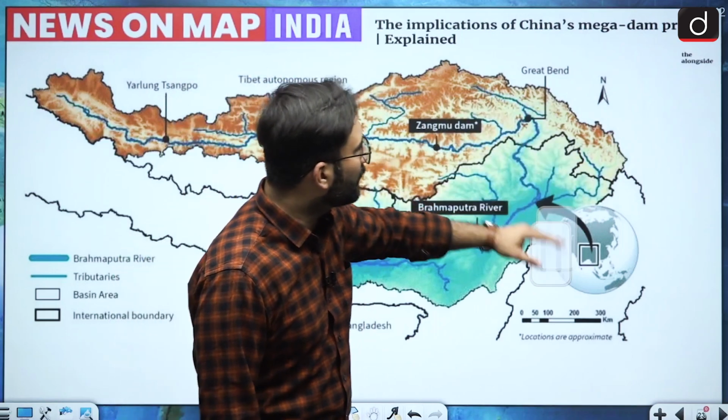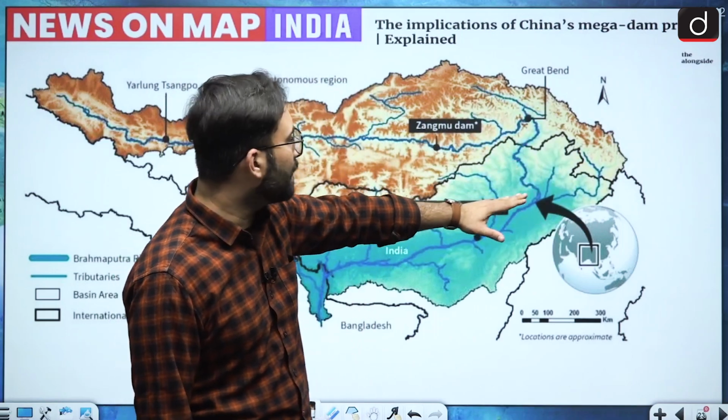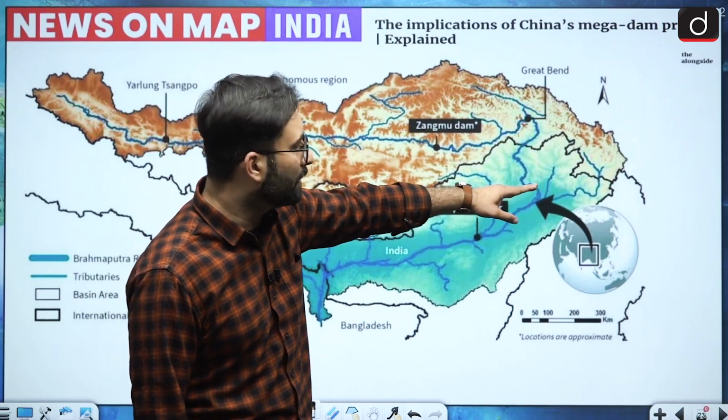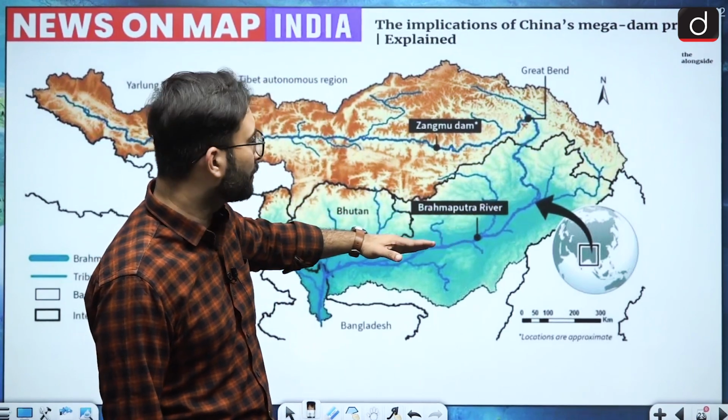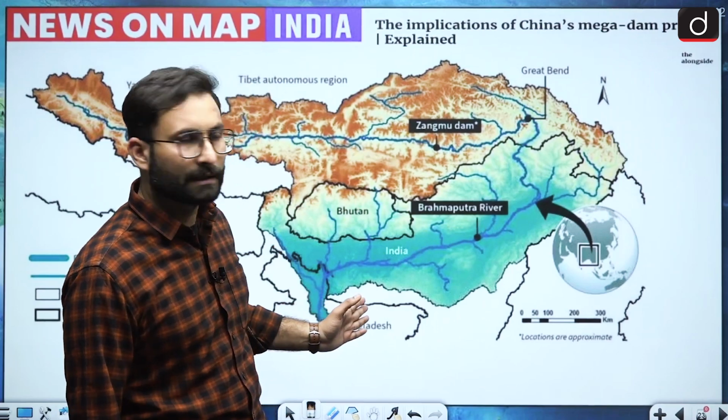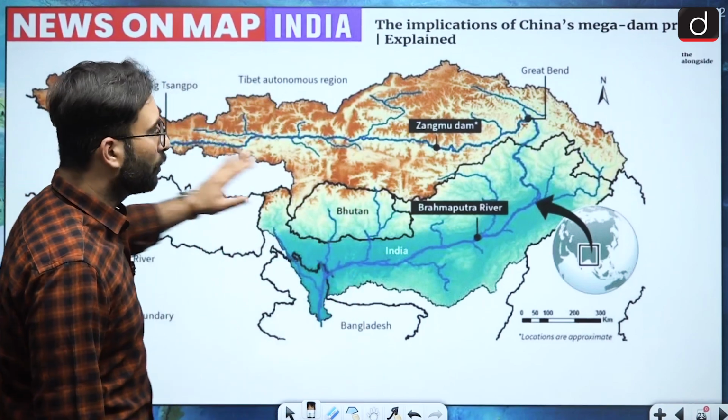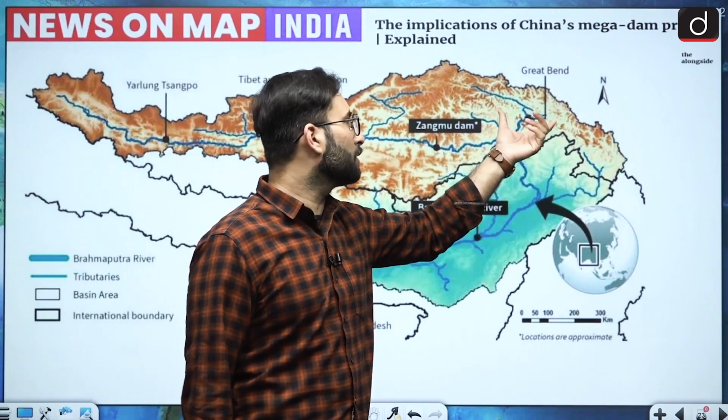Okay, and ultimately it will be coming to India in Arunachal Pradesh, and here this will be called the Siang River, and then it will be merging with the Brahmaputra River, and then it will be entering into Bangladesh. Okay, so that is the river course. Now why are they building this particular dam over here?